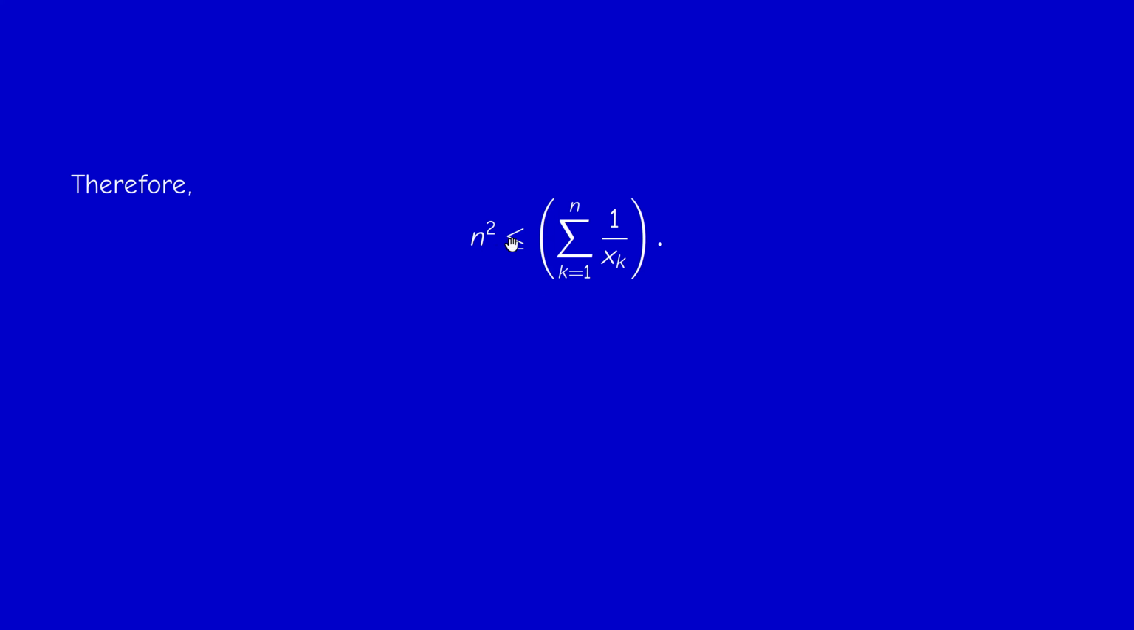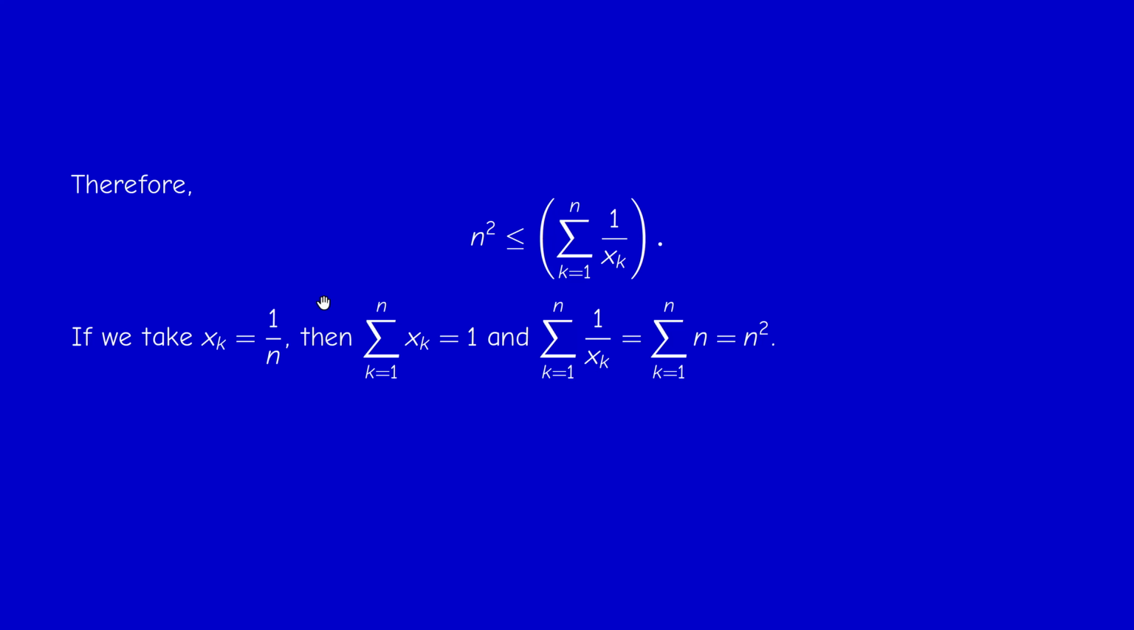Now, when do we have equality? It's not difficult. Just take all x_k to be the same, 1 over n. Then, of course, these are positive numbers and they sum to 1. And the sum of the inverses is the sum of n, because 1 over x_k equals n. And this is just n squared. So equality is achieved for certain values of x_k. Okay, so this concludes exercise 2.